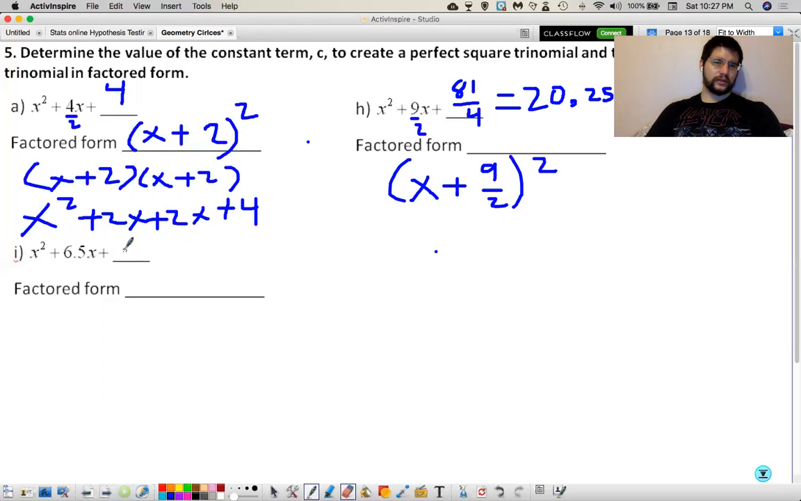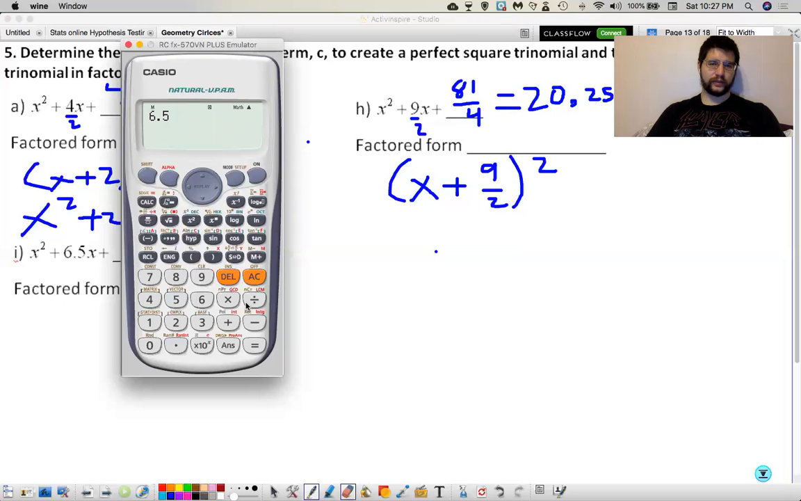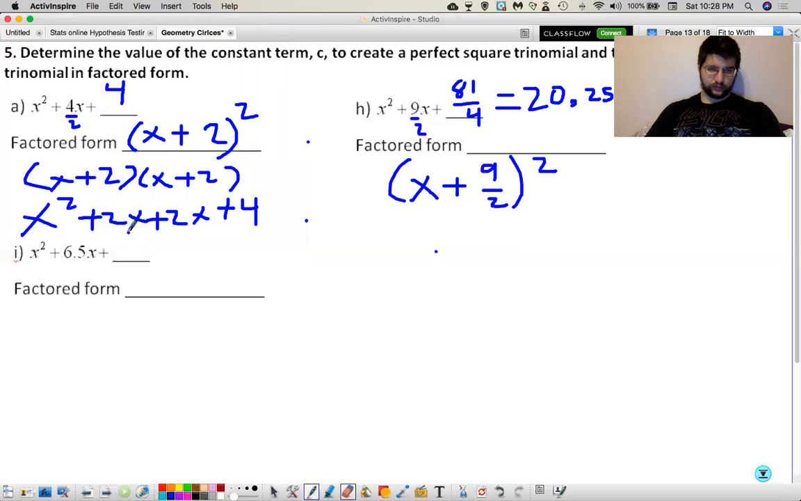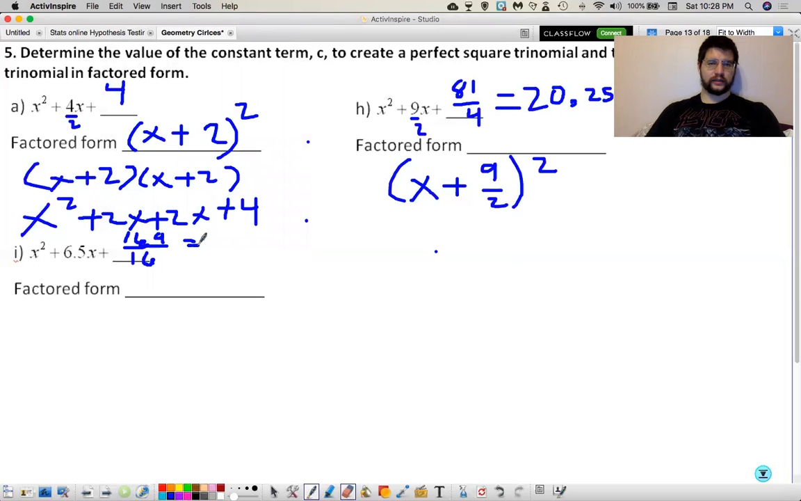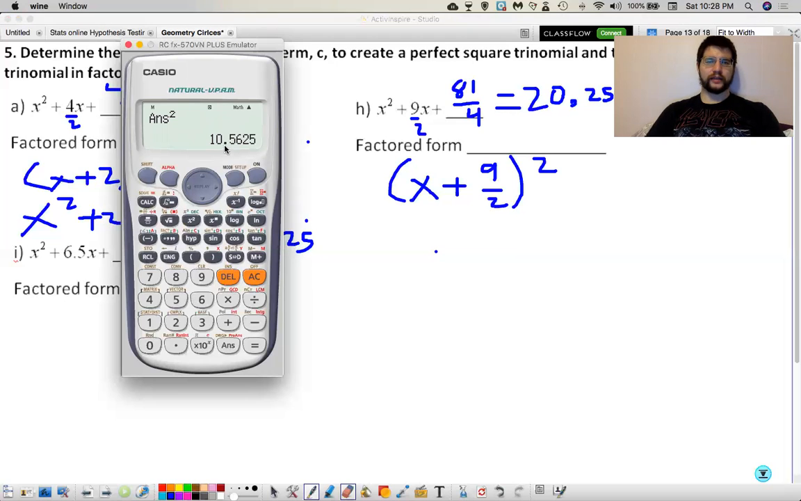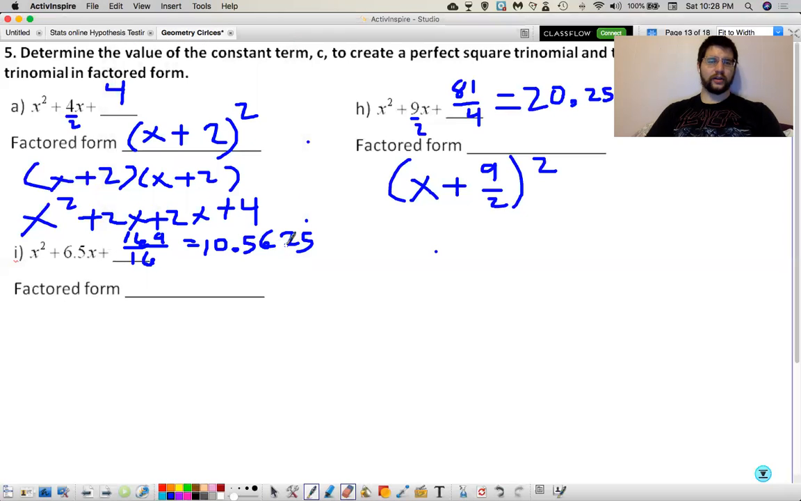All right. So here we go. This one's got a decimal for our b. 6.5 divided by 2. 13/4. Square that. 169 over 16. I'm going to stick right here. But again, you could write 10.5625. I would ask that you don't just round that to like 10.6 though. Actually write out all the decimals that it has. That way I can see it as a fraction.